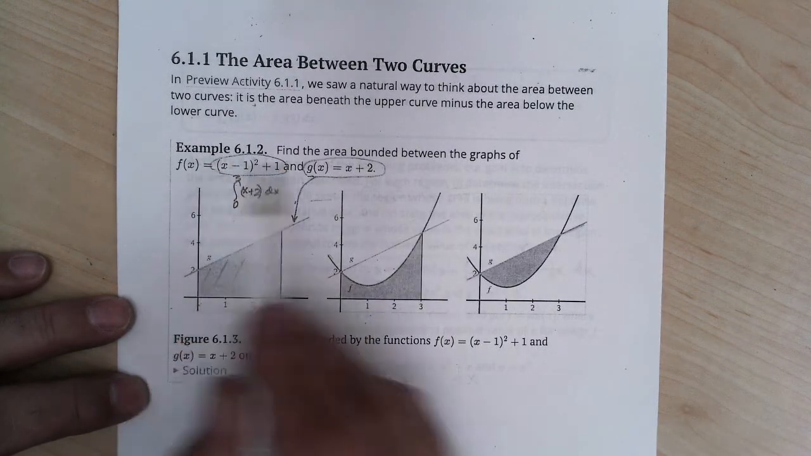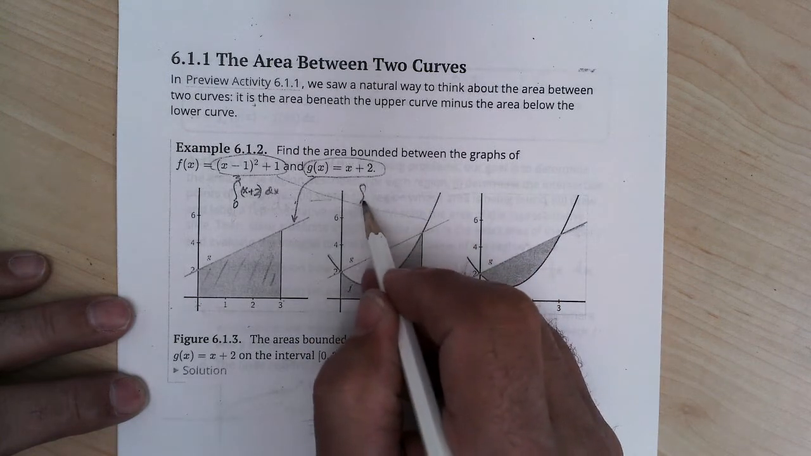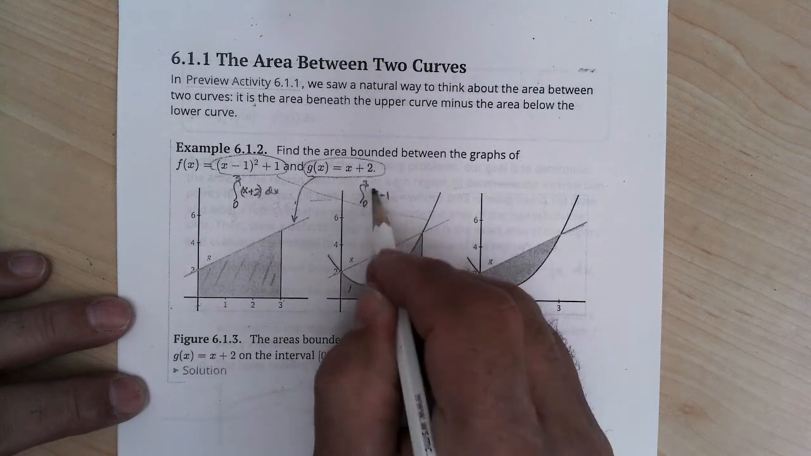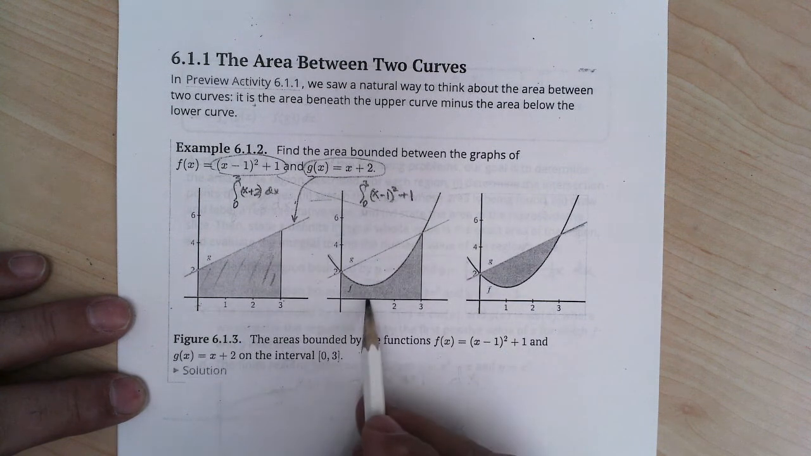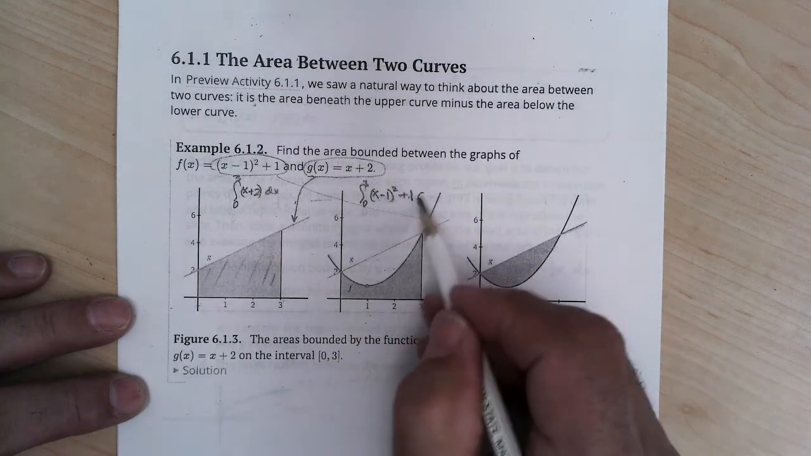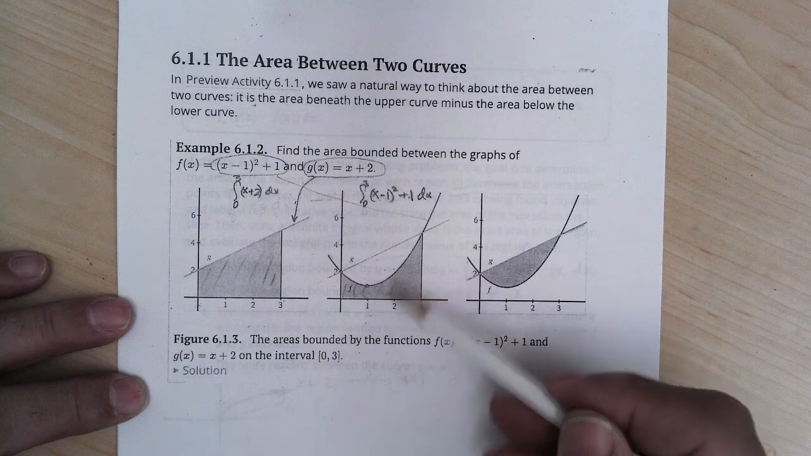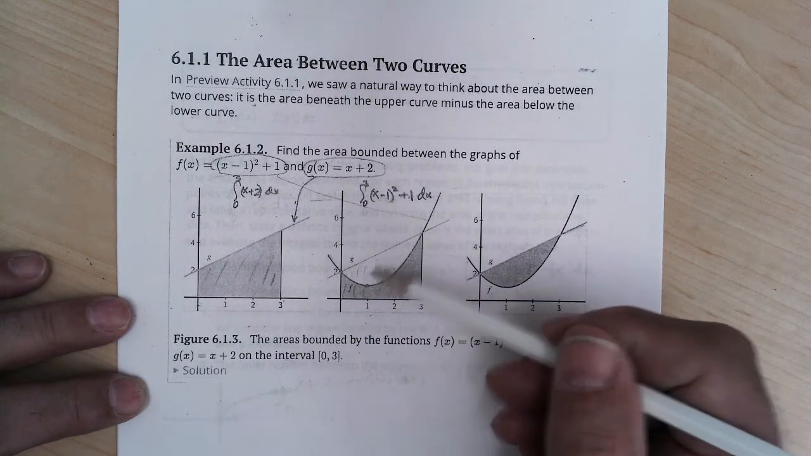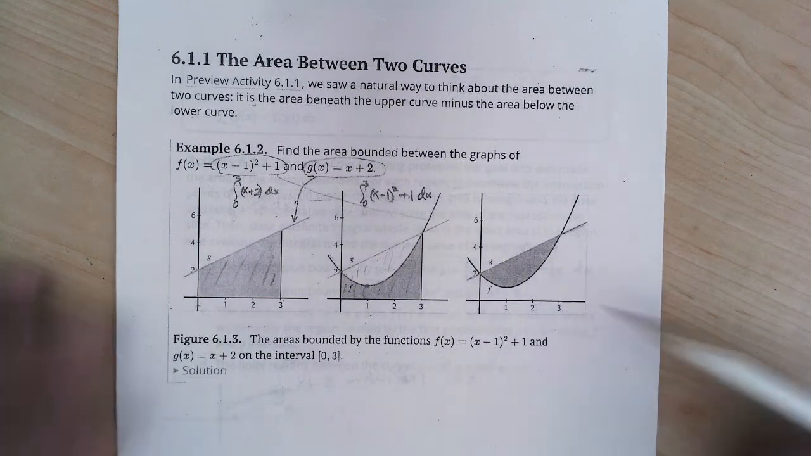This is a parabola, and if I did the integral from 0 to 3 of this, x minus 1 squared plus 1, a parabola moved over 1 and up 1, and found the area between 0 and 3, that would be the area under the parabola. But what if I wanted to know the area between the curve and the parabola, as this shows?